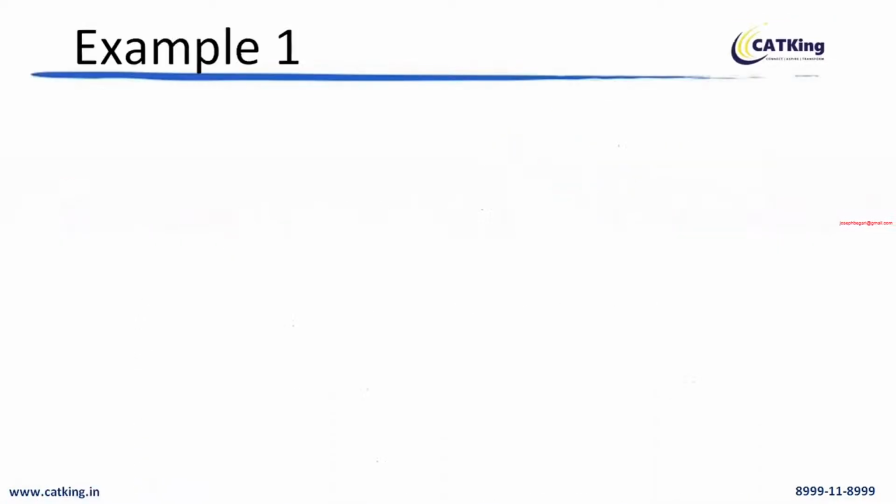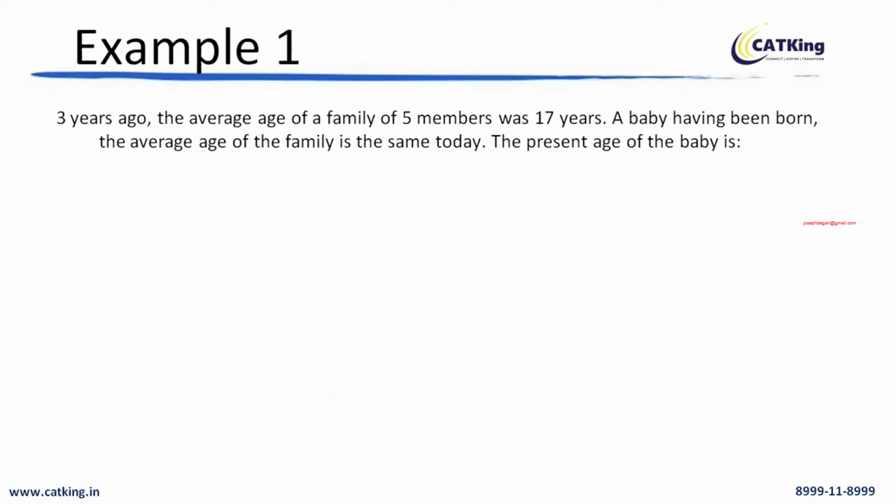This is a very important question that comes in a lot of competitive exams, so please make sure that you are very attentive in this session, alright? You start the question. Let's go. 3 years ago, the average age of a family of 5 members was 17 years.